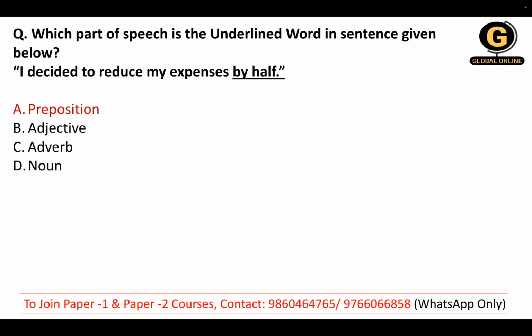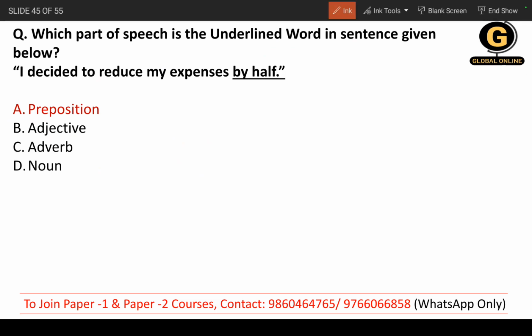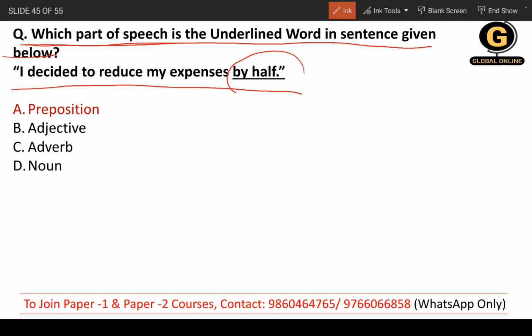Now second question. Which part of speech is the underlined word in the sentence given below? I decided to reduce my expenses by half. So I told you about prepositions, that it actually adds a relation, talks about a relationship, and here I decided to reduce my expenses by, by what? Half. So that is called preposition. I have given you some of the examples, and that adds by. Okay, so preposition is the correct answer.